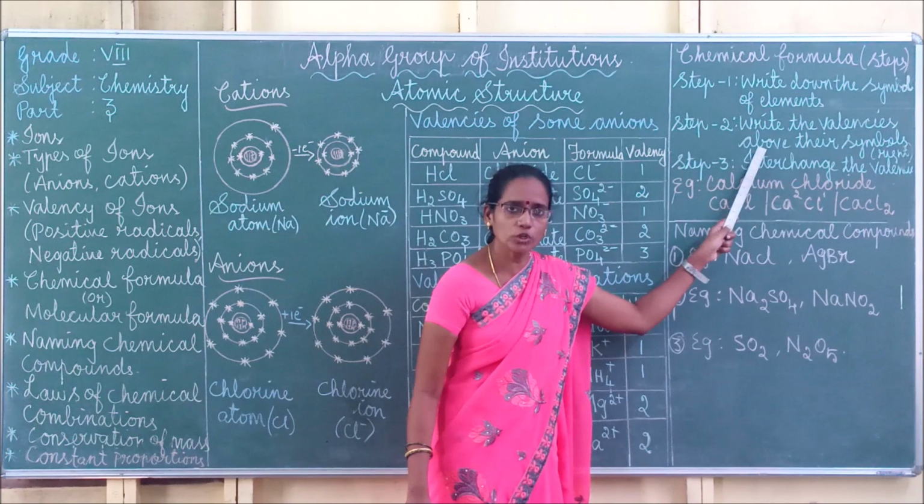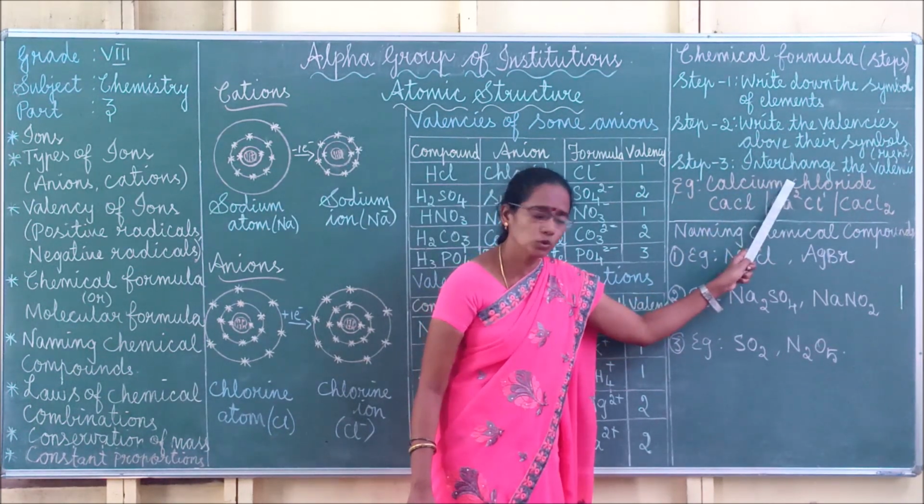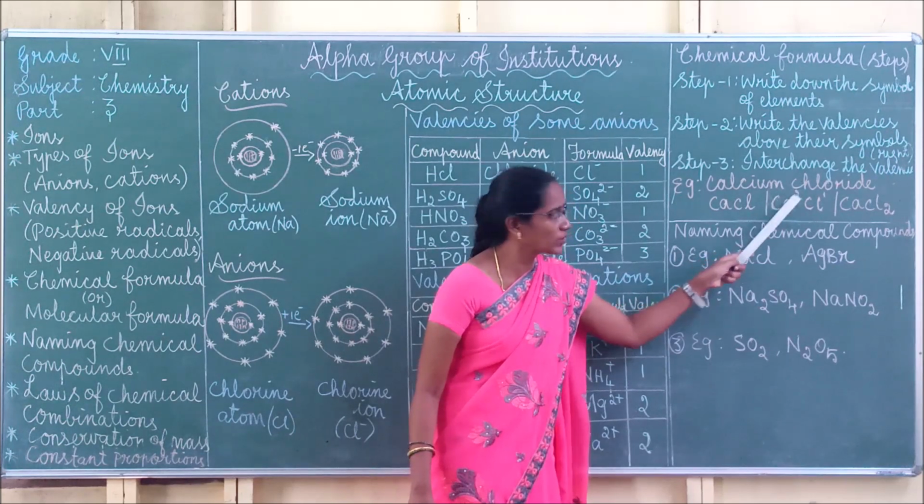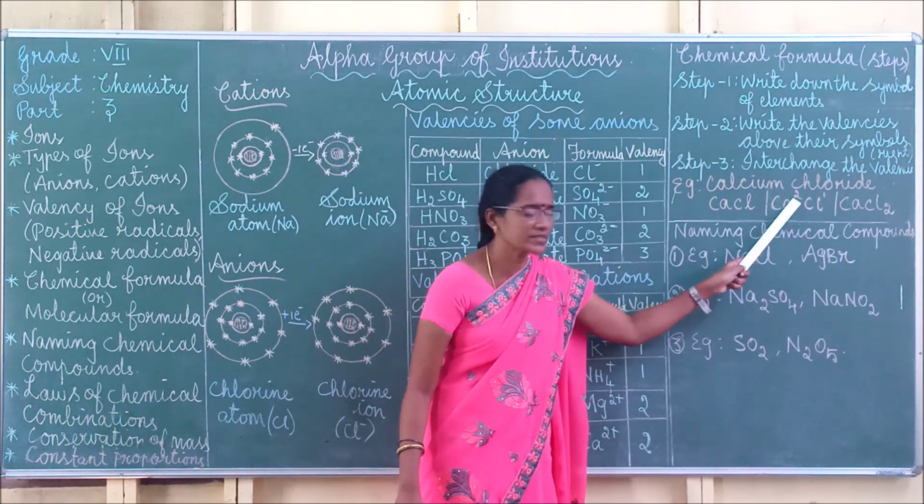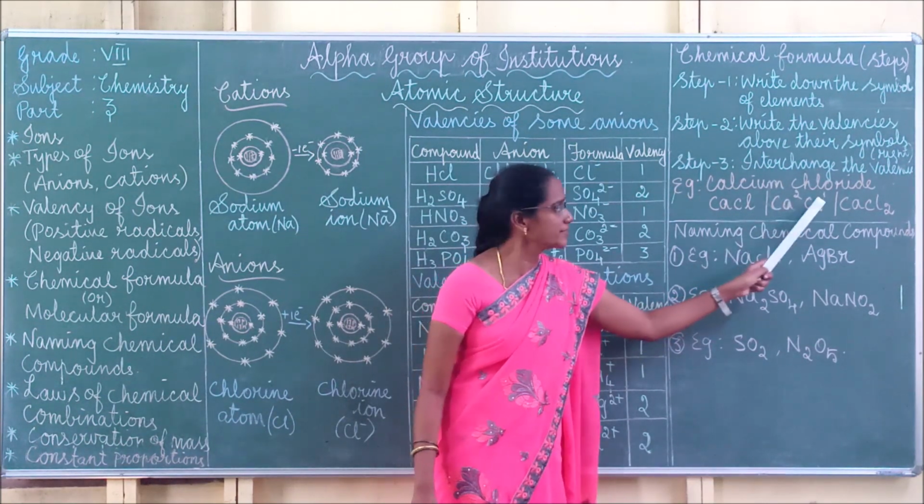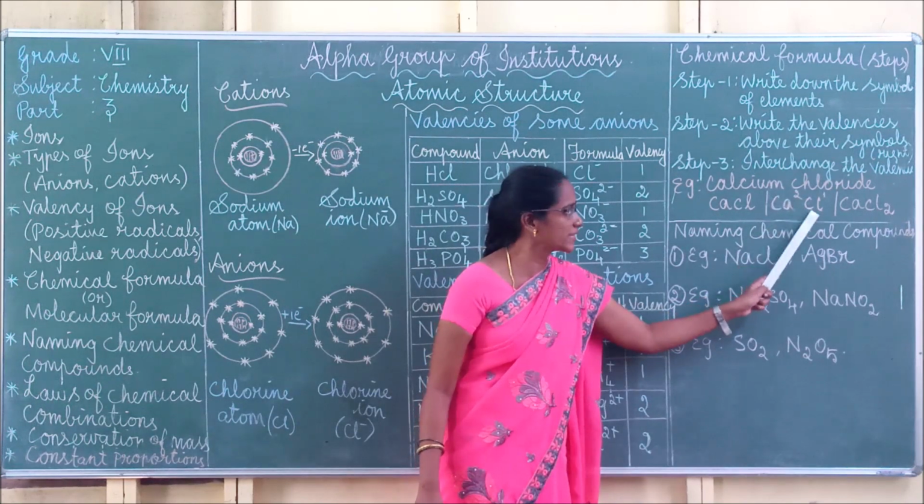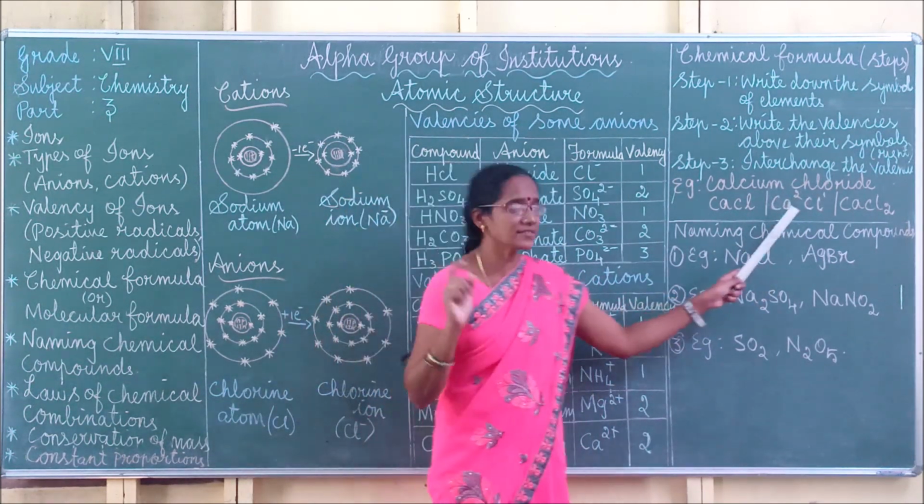Second step, as I told you, we have to write the valencies. The valency of calcium is 2. This is written at the top right, and it is called the superscript. So Ca2, and the valency of chlorine is 1. So Ca2Cl1, written at the top right. This is the second step.